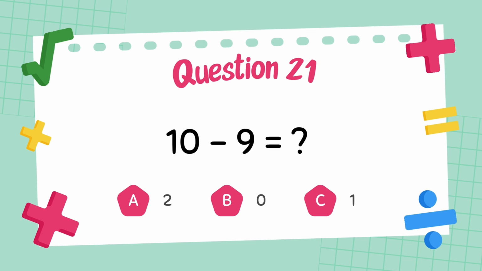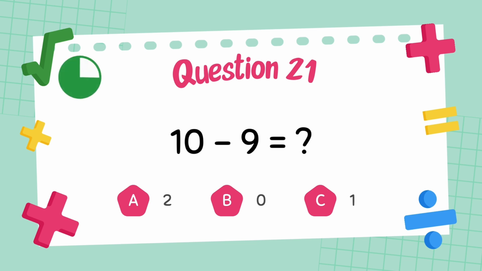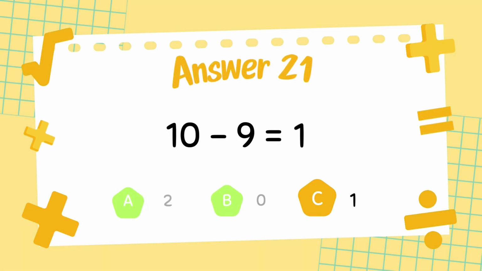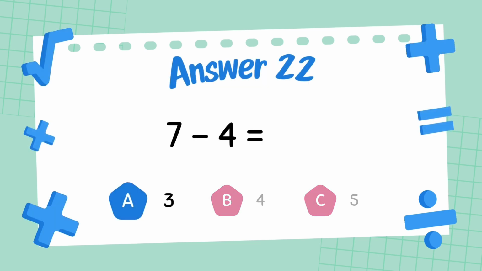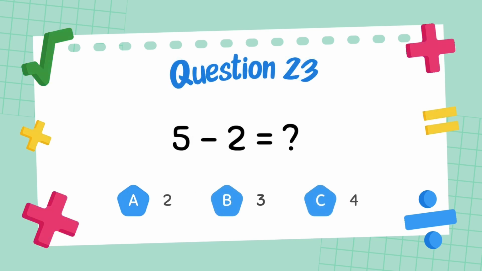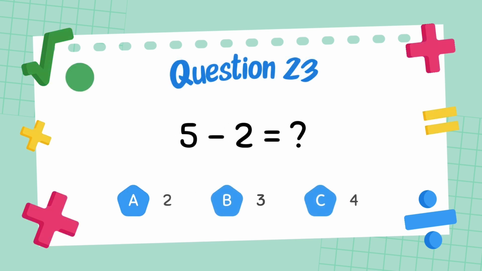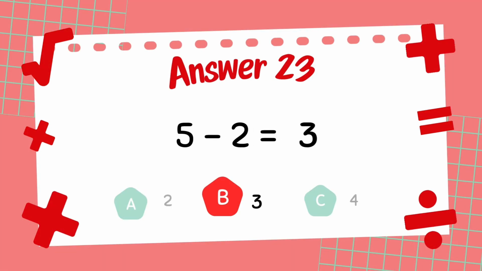What is 10 minus 9? The answer is 1. What is 7 minus 4? The answer is 3. What is 5 minus 2? The answer is 3.